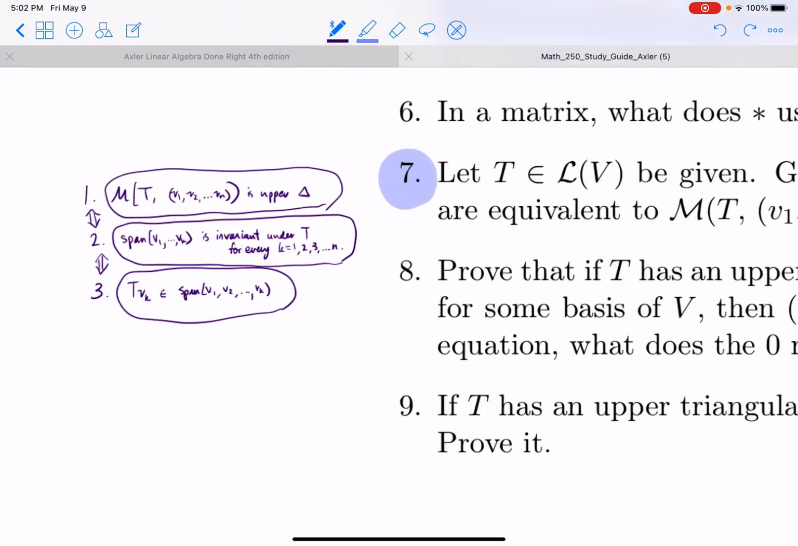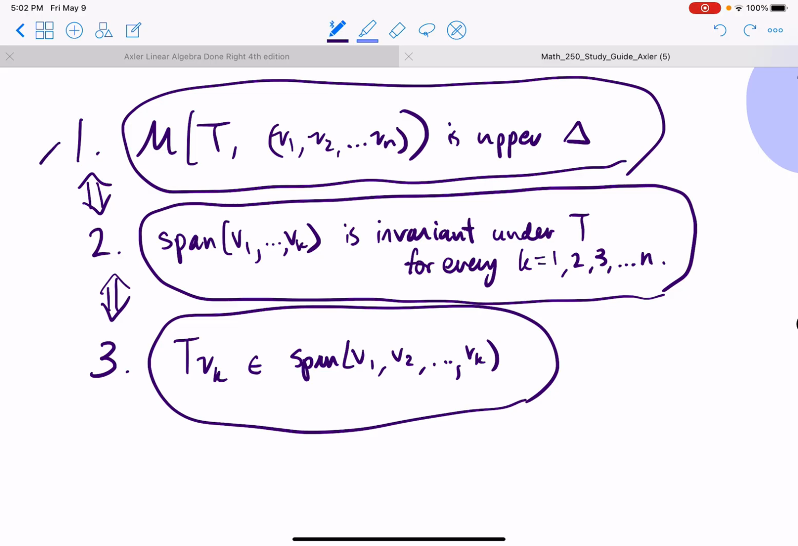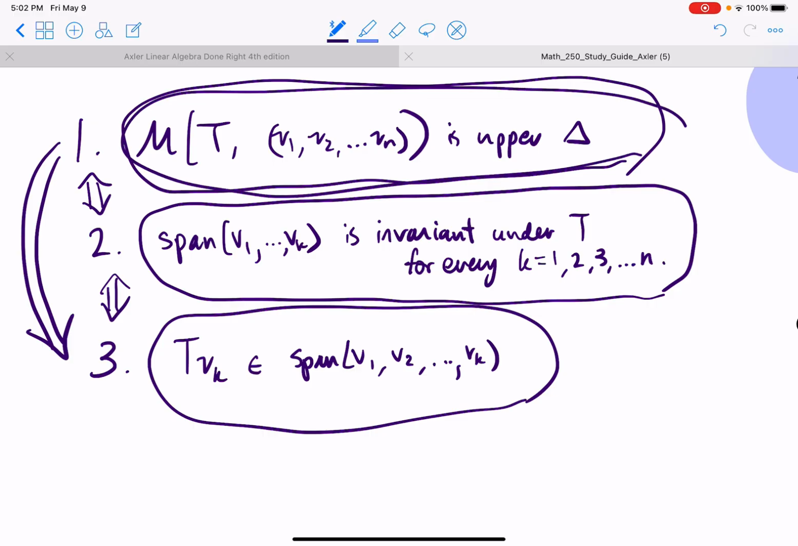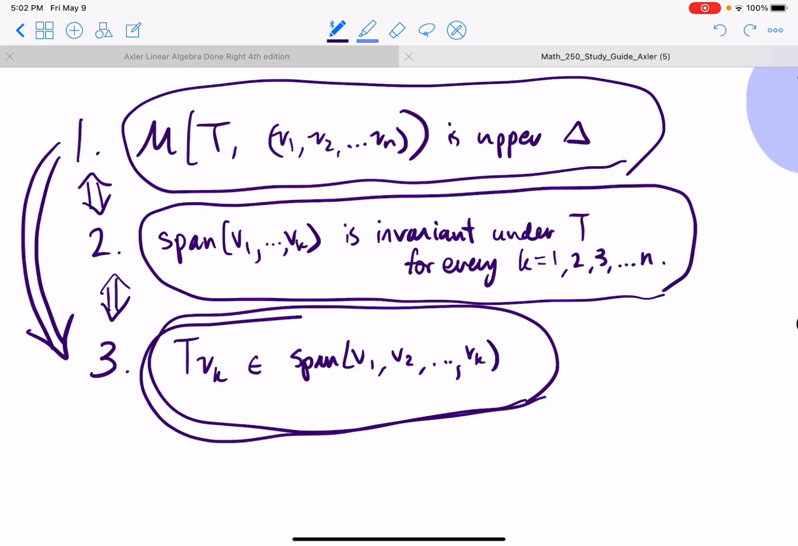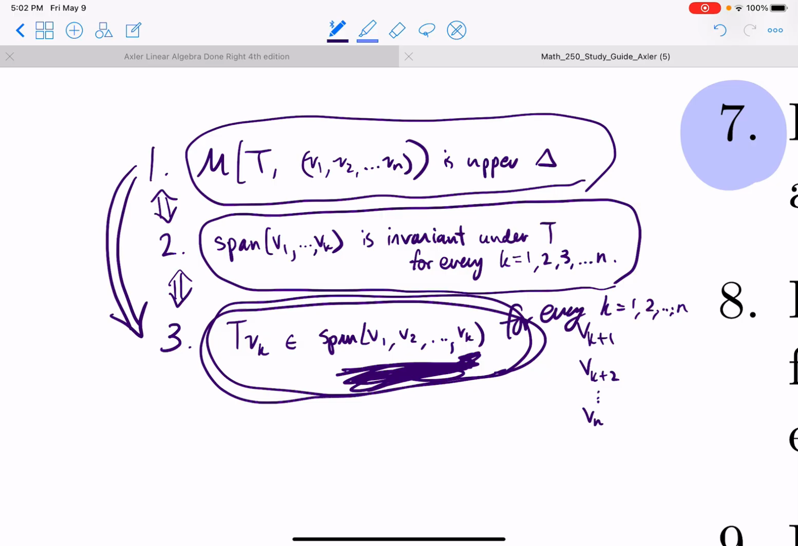Should I do one of them? Okay, let's do one of them. Let's prove that 1 implies 3. So we're assuming that the matrix is upper triangular, and we want to show that Tvk is in the span of the previous vectors and vk itself. In particular, you don't need vk plus 1, you don't need vk plus 2, all the way up you don't need vn. Okay, so that has to be true. Oh, and this should be for every k equals 1, 2, up to n. Okay, so that's what we need to prove.